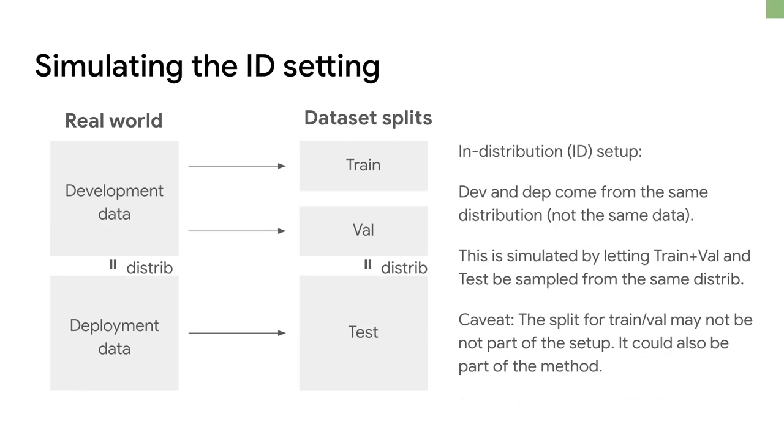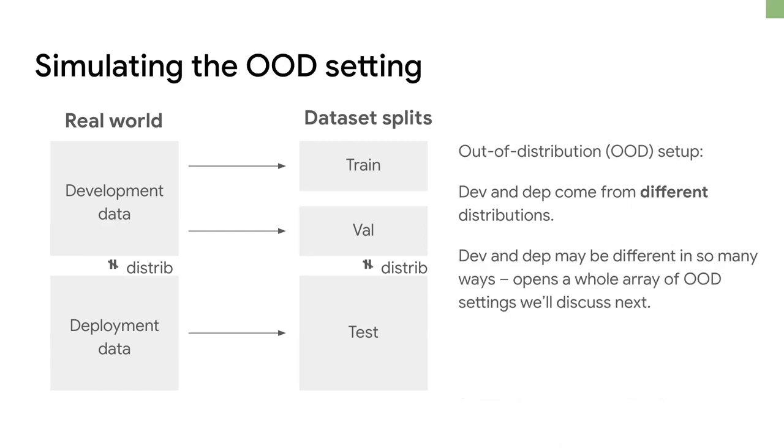So one could simulate the in-distribution setting by making the distribution for train, val, and test identical. The OOD cases are when you have a different distribution for train plus val against the test distribution. One thing to mention here is that the OOD generalization can have lots of different shapes. The difference in distribution could be in all kinds of different possibilities. So we're going to talk about these different possibilities later on as well.